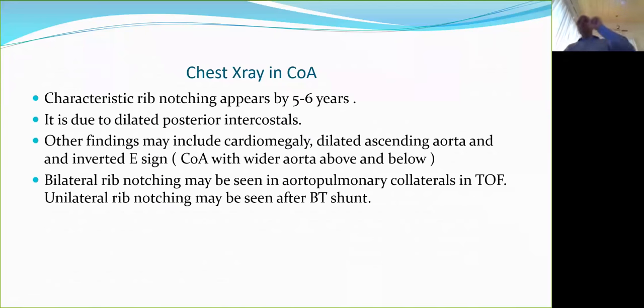Remember, even though rib notching is very characteristic, bilateral rib notching, typically seen in the 3rd to 7th ribs, is very characteristic of coarctation. Rib notching can also occur if something else is eroding the ribs. This may happen if there are very prominent collaterals, like in an older child with tetralogy, or you may find unilateral rib notching after a BT shunt.